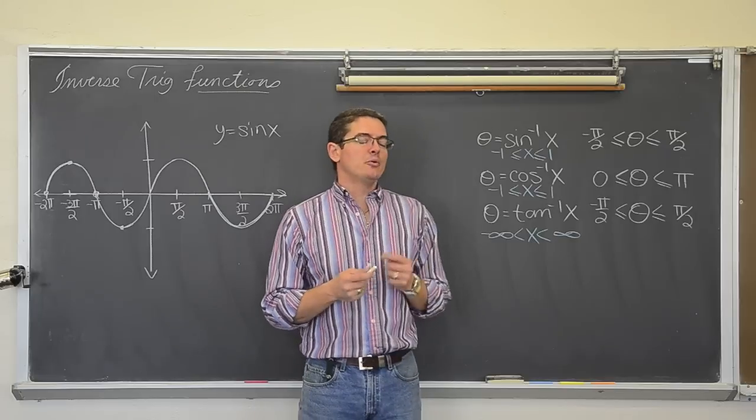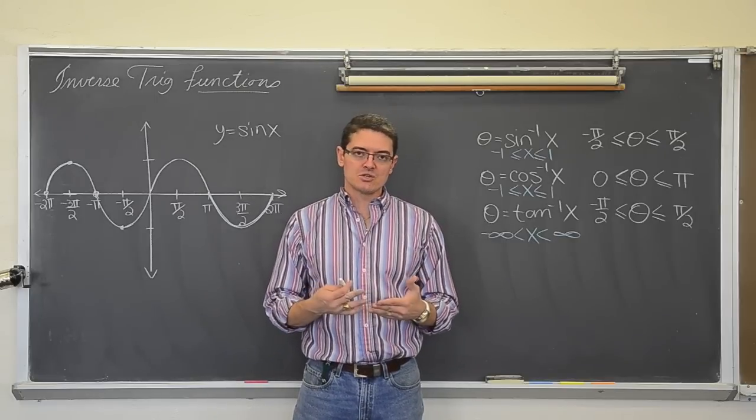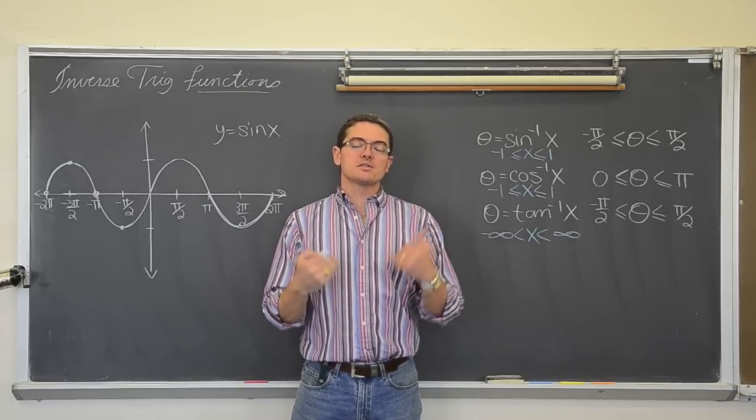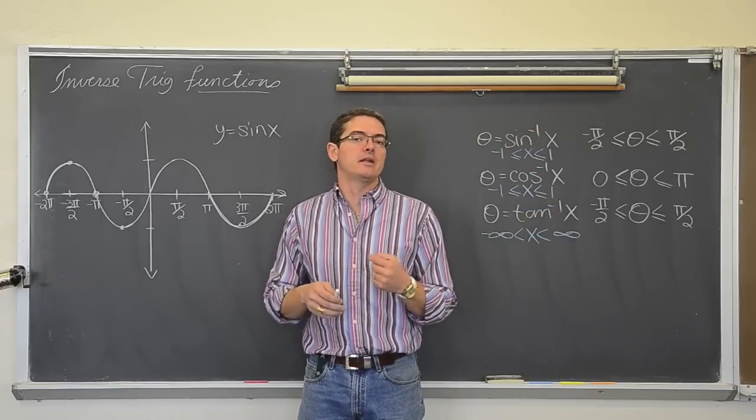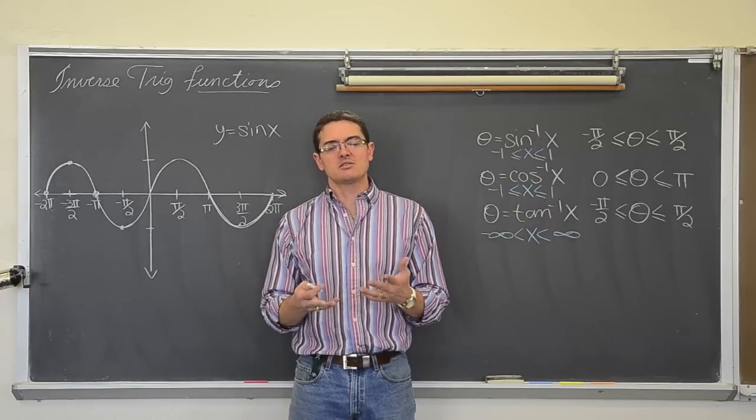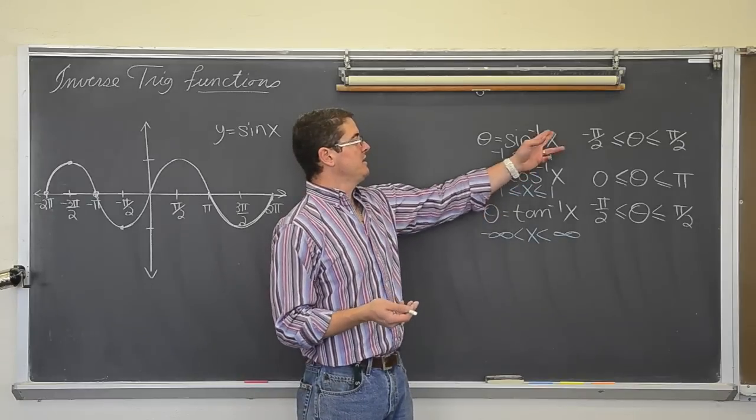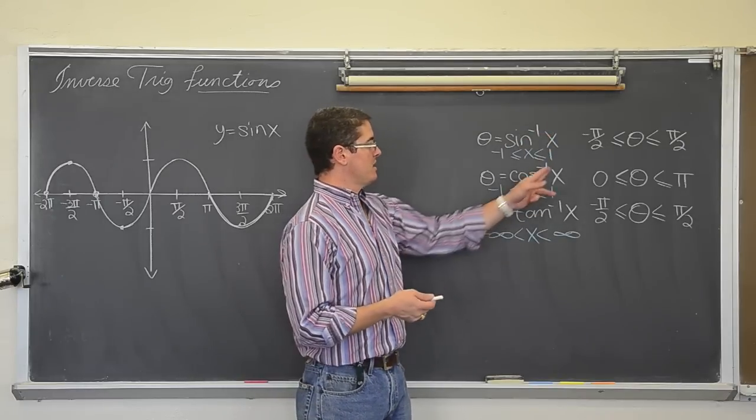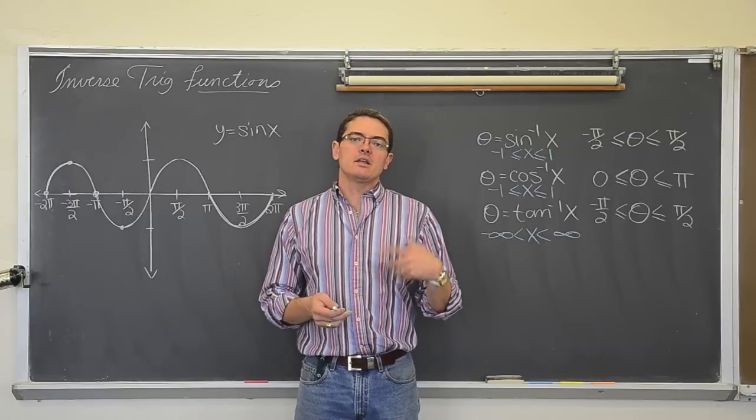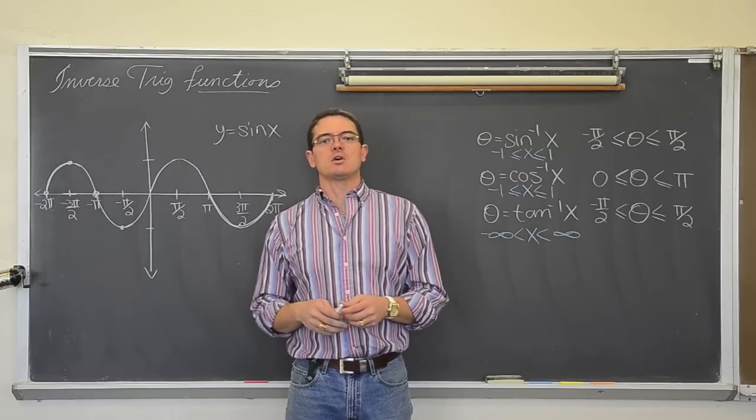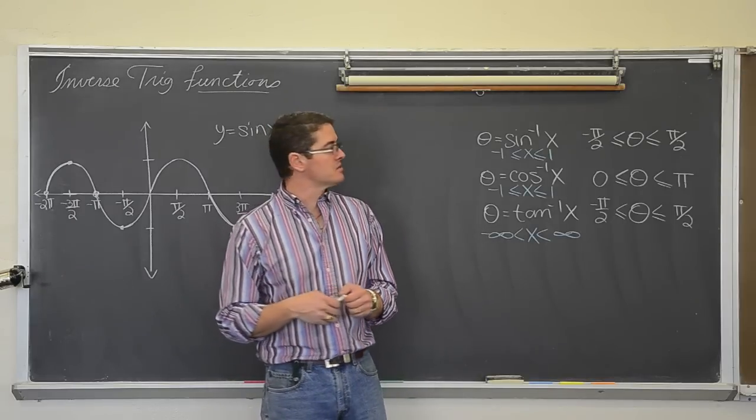Now remember, what do you put into a trig function? You put in an angle measure, and what you get out are the sides of a triangle. Well, these are all inverse trig functions. So you're not putting in an angle measure, you're putting in the sides of the triangle. You're putting in the y over r, or the x over r, or the y over x, and then finding out what the angle measures are from those ratios.